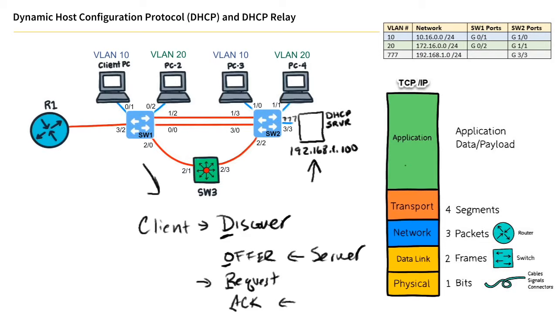So let's imagine this client right here who's doing the discover message. Now, behind the scenes, when we click that radio button on the computer that says obtain an IP address automatically, in the background, our client is going to be using an application layer service. And that application layer service is called DHCP. Ta-da! And at layer four in the TCP/IP protocol suite, DHCP, when we make a request, a discover message, and the offers and request acknowledgments, those are using a specific layer four transport protocol, and that happens to be UDP.